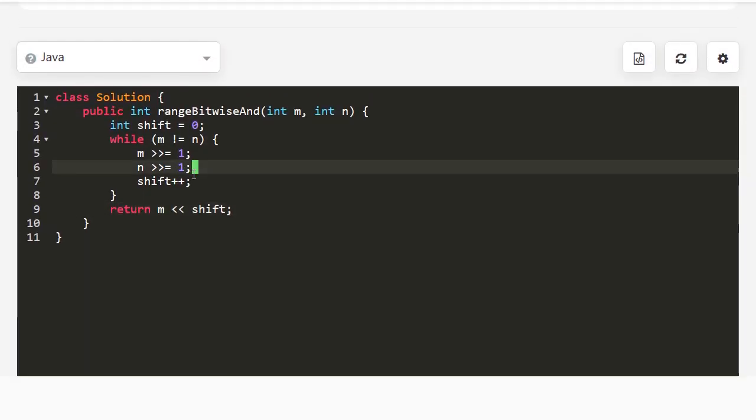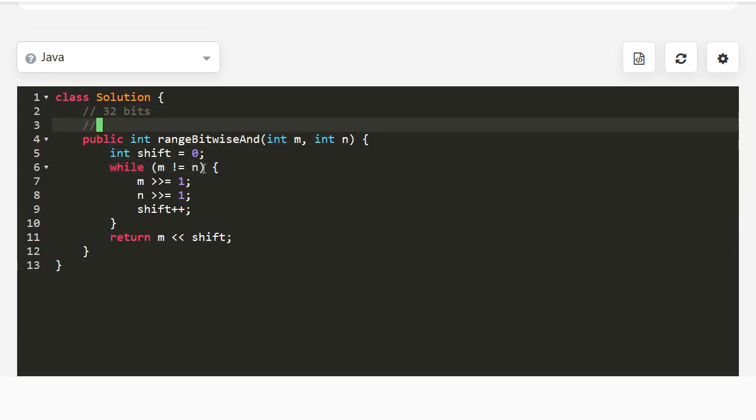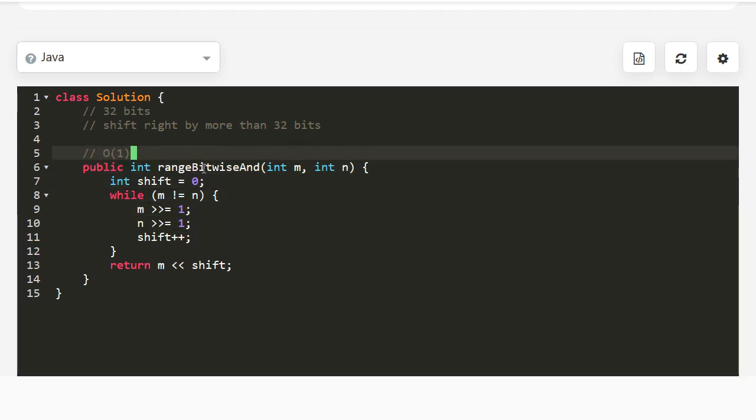Okay, so a brief look at the runtime. An integer has 32 bits. So that means if we shift right by more than 32 bits, then we've essentially zeroed out both integers. So at most, we'll only have to shift right 32 times, probably even less. And this 32 is a constant. It's not related to our inputs m or n. And these are all constant operations. So in total, this function has a runtime of constant.